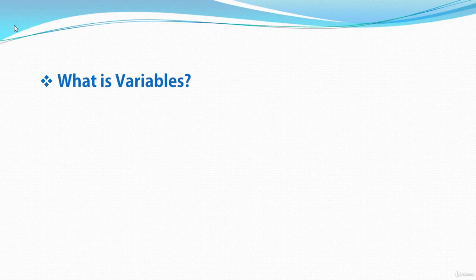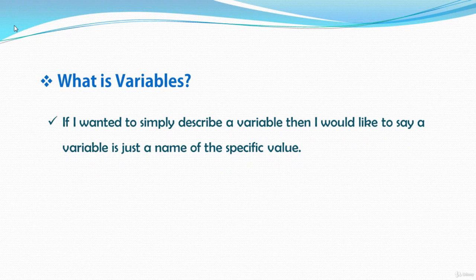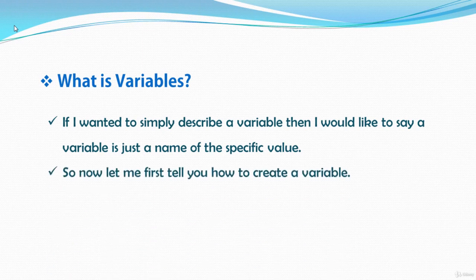So let me first tell you what a variable is. If I wanted to simply describe a variable, I would say a variable is just a name for a specific value. This value can be changed anytime. Just think, if you want to store age, then you can use a variable to store the age value. But when you call your age, it is very difficult to call the exact age value. In that situation, variables help you out. You specify a name for your age and access this name anytime, anywhere.